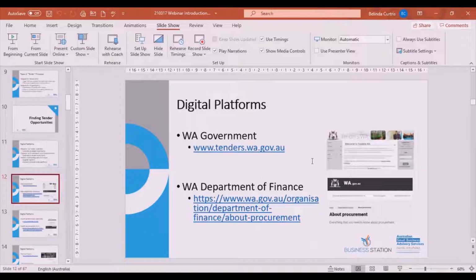So, digital platforms where you can find tenders. In WA, Tenders WA is the major state government portal for all procurement, and that covers all state government agency procurement. So again, you can register free of charge for this. Department of Finance manages tenders in WA. The website that I've got there does have details about the procurement process and how government manages procurement in WA. So it's a useful website to go and have a look at.